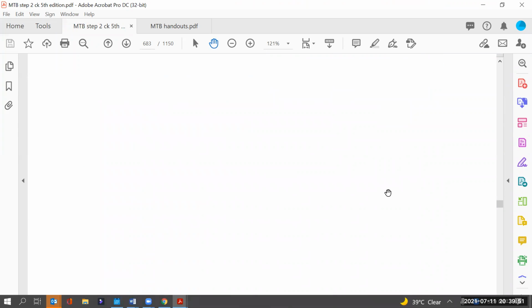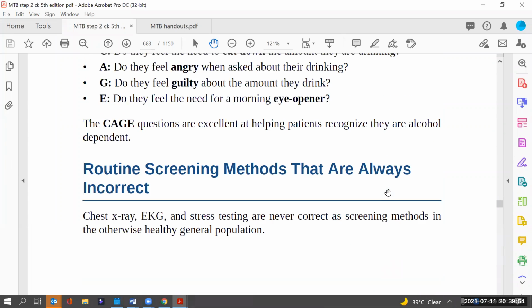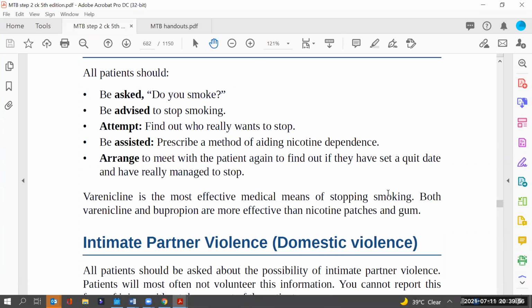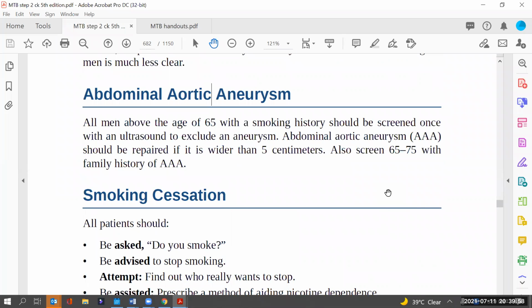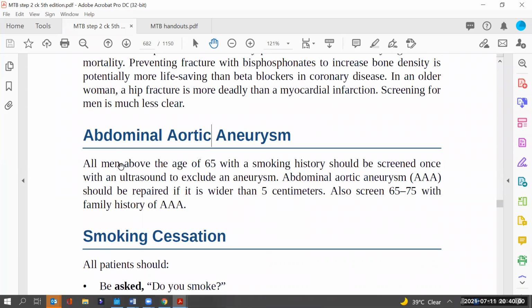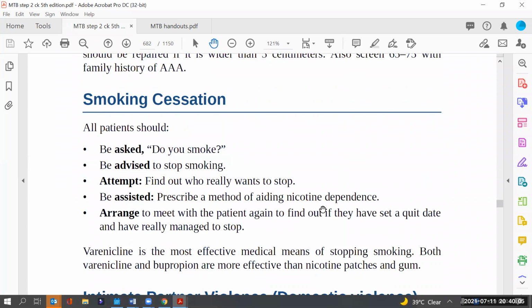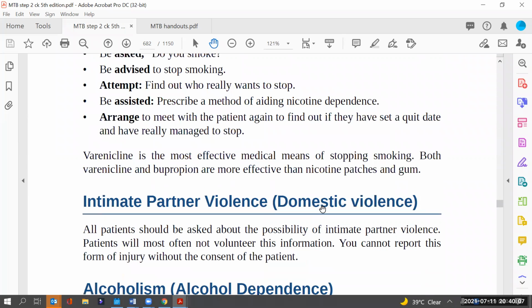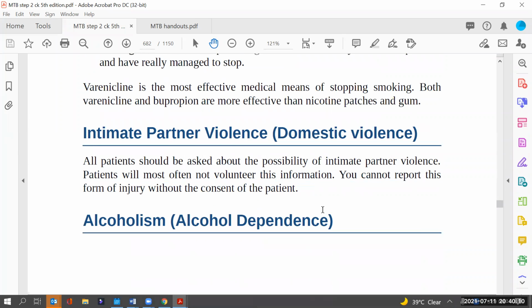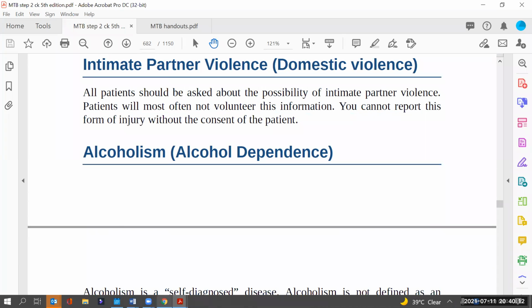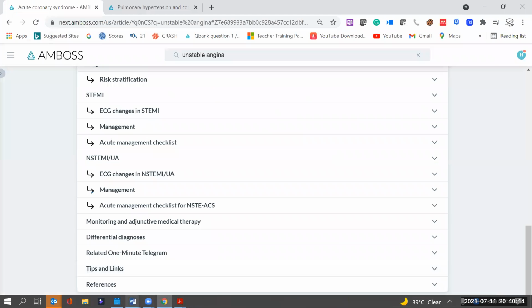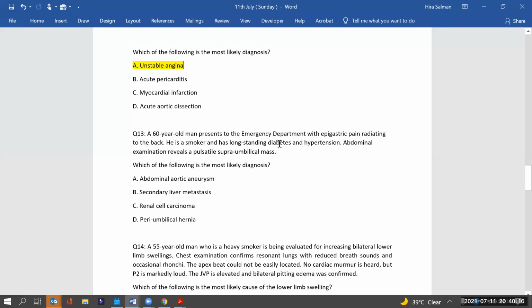The presentation is epigastric pain, maybe not mentioned here as well. There will be a smoking history, again not mentioned here, but these are the things we have to think about. The presentation is important here. So they are saying that he comes to the emergency department with epigastric pain radiating to the back. He is a smoker, there is a smoking history, and he has long-standing diabetes and hypertension.